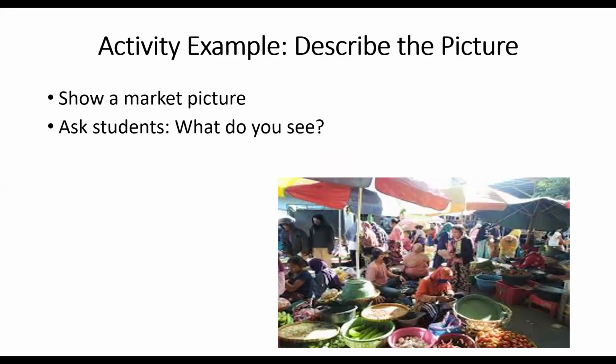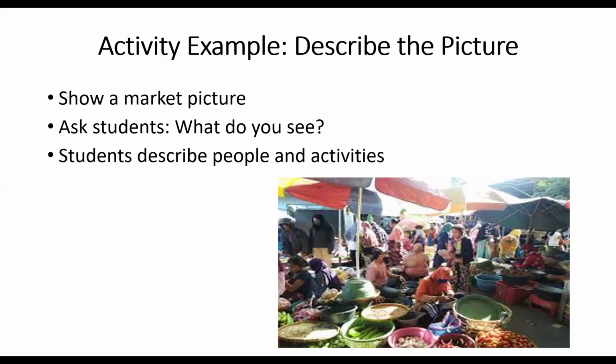What do you see? One of the students can say, oh, this is a traditional market. There are many people. What are they doing? They are selling and buying. They are bargaining. They are selling dairy products. Yeah, they are selling grocery products. Things like that. This is how you utilize pictures in your speaking class, and then students describe people and activities seen in the picture.